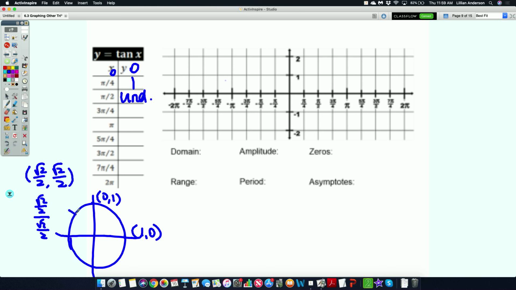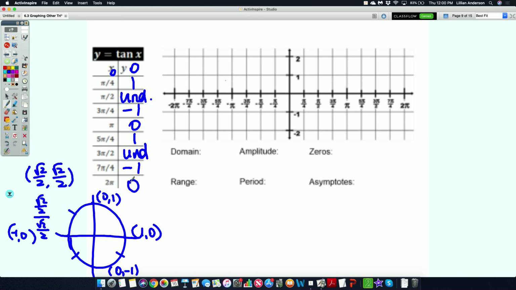3 pi over 4 was the one in the middle with the same set of ordered pairs. 1. But -1, it's negative because the cosine's negative. Pi is 0. 5 pi over 4: 1. In the third quadrant, tangent is positive. 3 pi over 2: undefined. 7 pi over 4: -1. Good. And 2 pi: 0. Even that has its own little pattern.